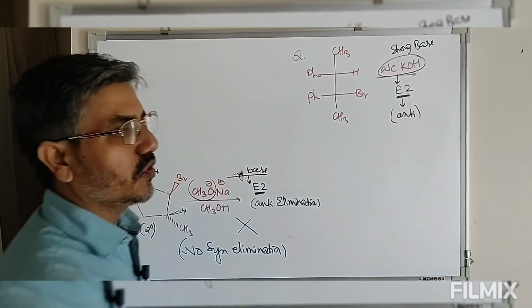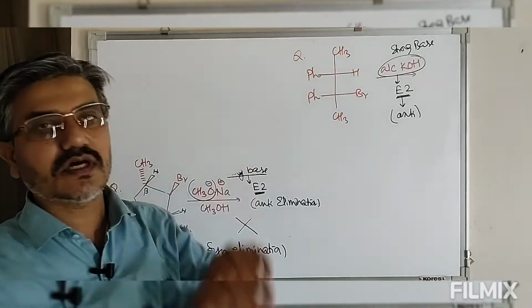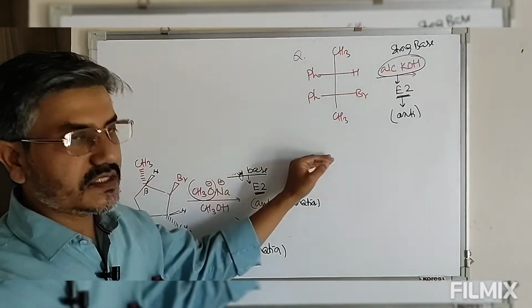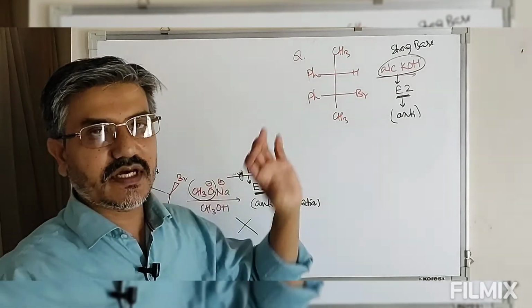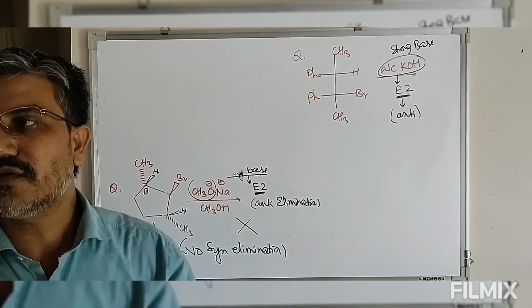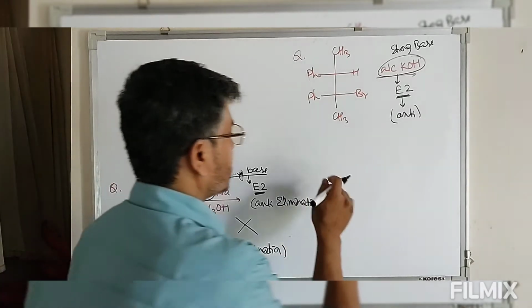anti-elimination. If you look at this Fischer projection formula, both bromine and hydrogen are on the same side, which is not possible. So for this reaction to undergo, this configuration has to change. This is a Fischer projection formula. A Fischer projection formula is always an eclipsed form. So we can write this as an eclipsed form.